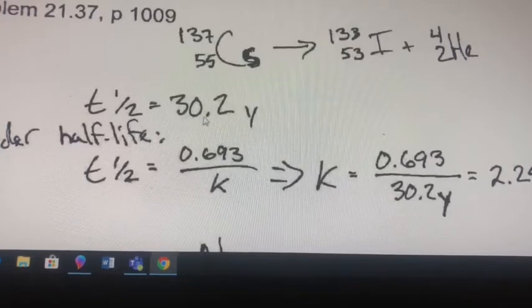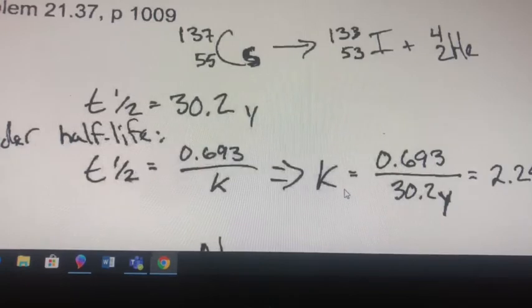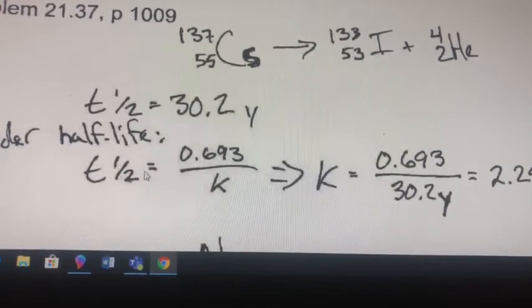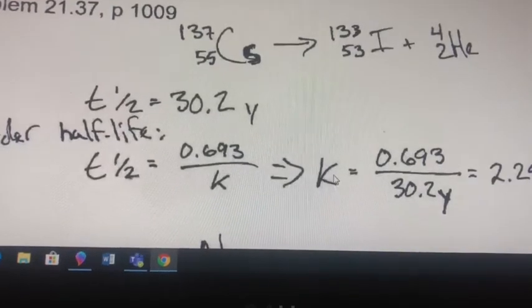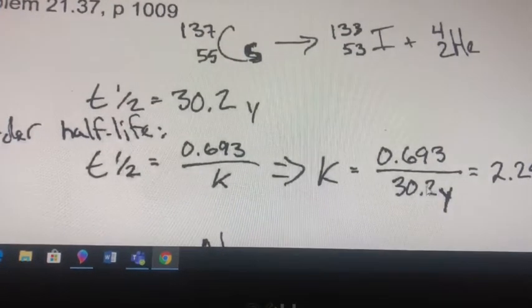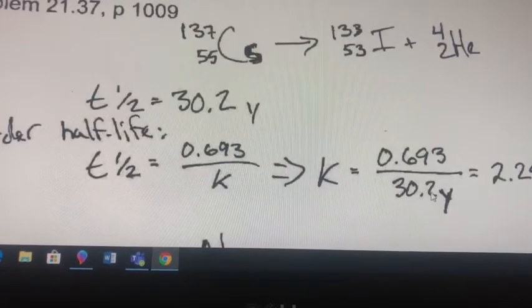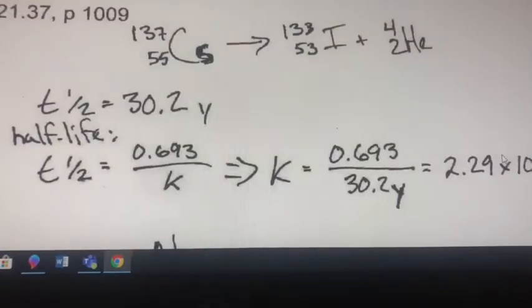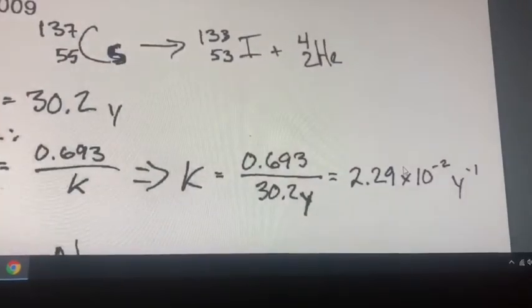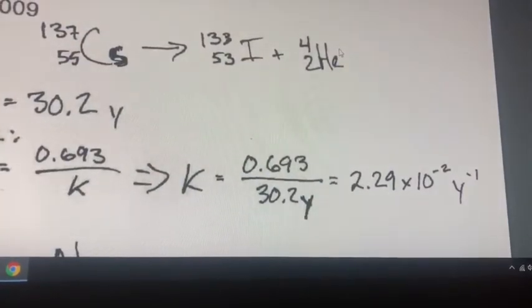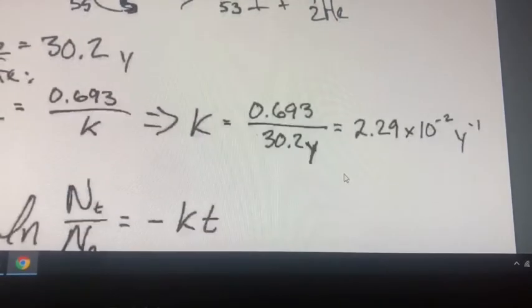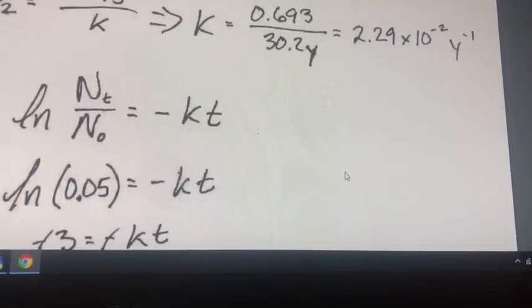So in other words, we have the half-life already. What we're really looking to solve for here is k. So just rearranging the algebra, substituting these two, the denominator and what we're to solve for, k is going to be equal to 0.693 divided by 30.2 years. So our rate constant is going to be 2.29 times 10 to the minus 2 years inverse. So not too fast.